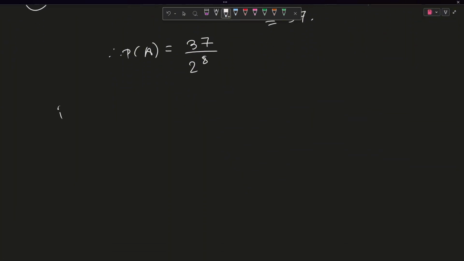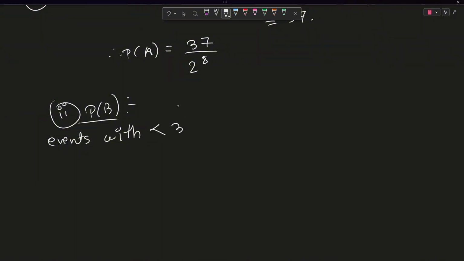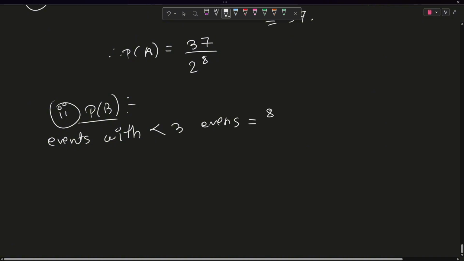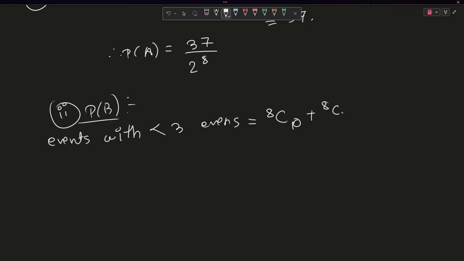And number 2, for P(B). First, the events with less than 3 evens is equal to 8C0 plus 8C1 plus 8C2.